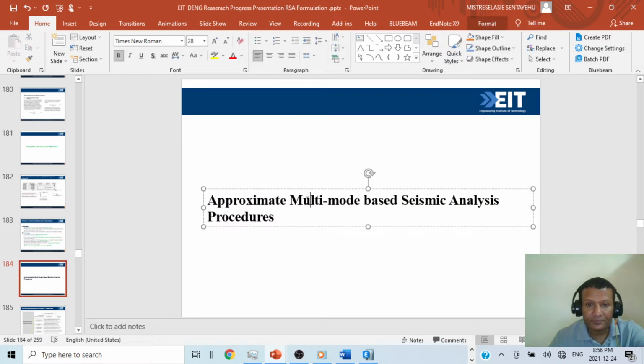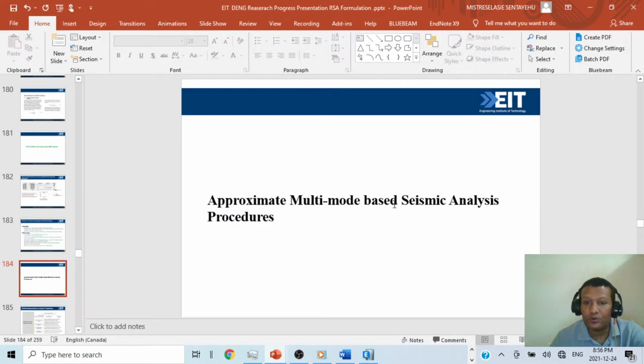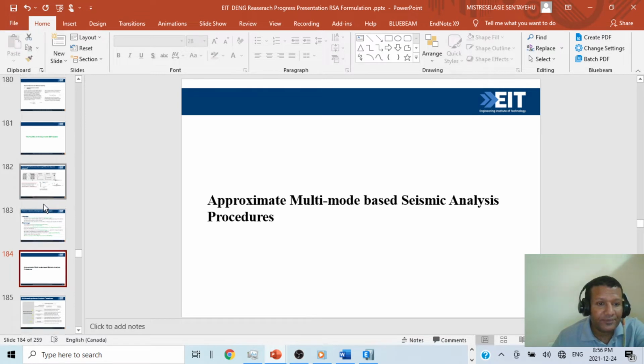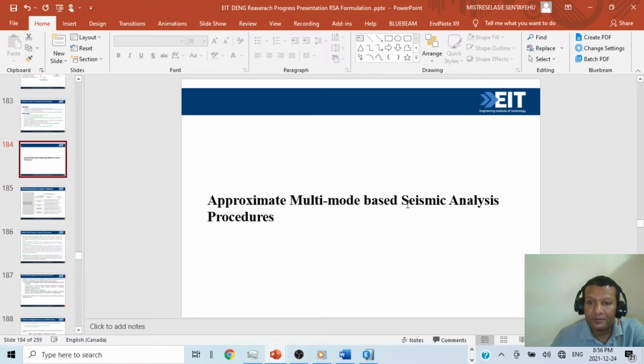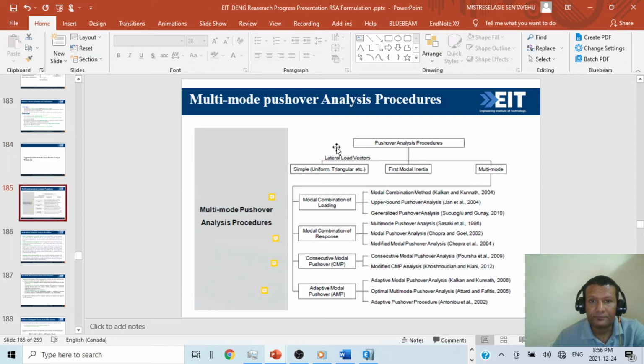That's why we are going to multi-mode based seismic analysis procedures. So that one was single mode based. Until now we have seen single mode based pushover analysis. Now very quickly, let's see the multi-mode based seismic analysis procedure. What does it mean? We have this pushover analysis procedure, as we have already discussed, with first mode inertia.